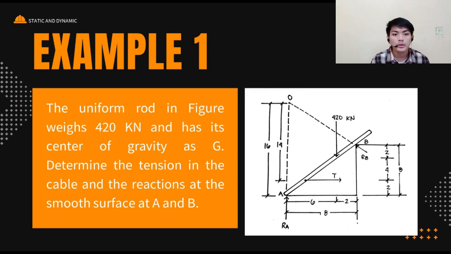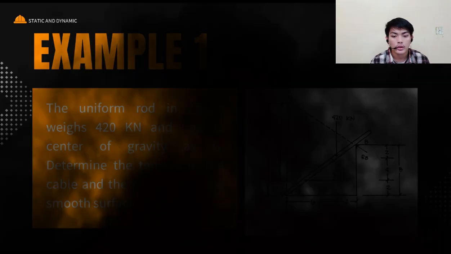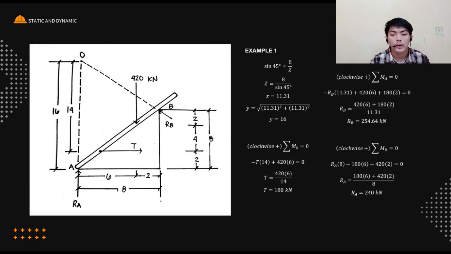For example number 1, we would rely on our sine law and cosine law. As we can see, it's a triangle in our free body diagram. At first, we have sine 45 degrees equal to 8 over C, because sine equals opposite, which is 8, over hypotenuse, which is C. Cross multiplying, we have C equals 8 over sine 45 degrees, which equals 11.31. Now we use our cosine law, which is y equals the square root of 11.31 squared plus 11.31 squared, leading us to the conclusion that y is 16.